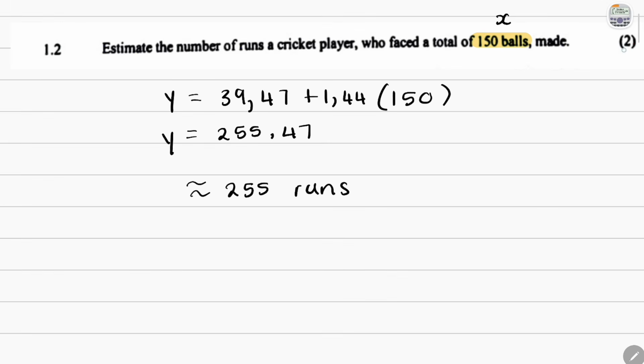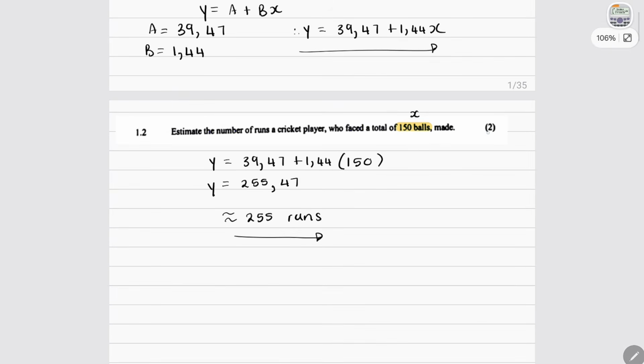I'm not going to say 256, of course, because if you round it off, it doesn't round off to that. And the 47 is not a full run, okay? It's 0.47. So that's our answer. Moving on to the next question.